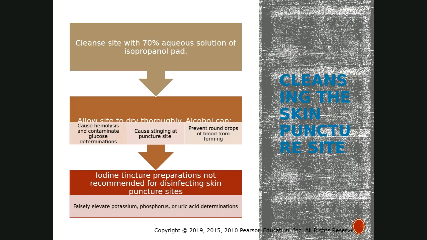We're going to cleanse the site with 70% isopropyl alcohol pads. Allow the site to air dry thoroughly. Alcohol can cause hemolysis and contaminate glucose determinations, cause a stinging sensation at the puncture site, and prevent round drops from forming, which could cause hemolysis, or breaking apart of the red blood cells. Iodine preparations are not recommended for disinfecting the skin puncture sites because they falsely elevate potassium, phosphorus, or uric acid determinations.